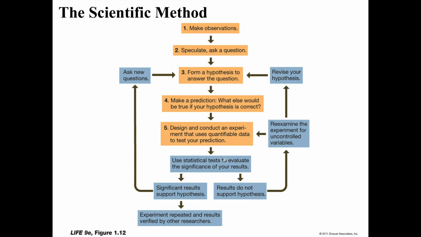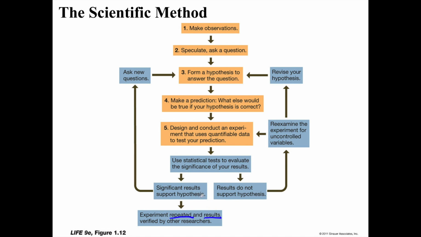Now, once in a great while, you will get significant results that do support your hypothesis. But you're still not done, because you can never do something just once in science. If you were to do an experiment just one time and then try to publish that as a scientific research paper, the editor would laugh at you. It would never get accepted for publication. You have to be able to repeat your experiment multiple times and show that you get the same results every time, so it wasn't just some fluke.